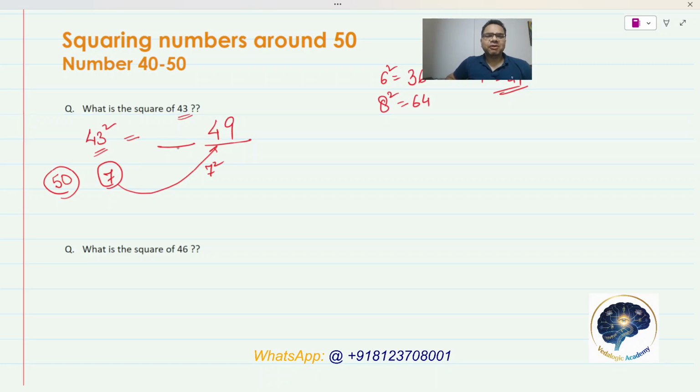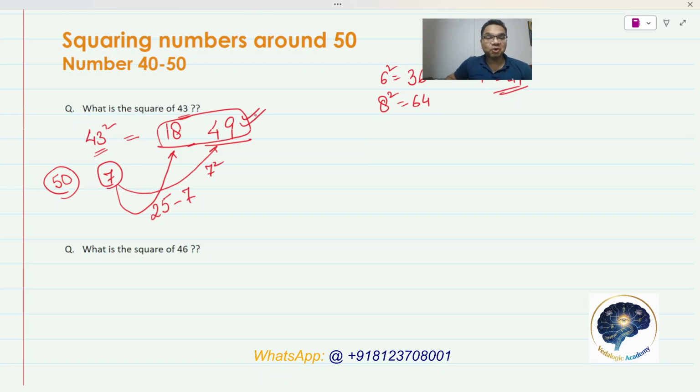Okay. But for the first part, what do we do? I'll use the 7 again. So 50, what is the square of 50? 50 square is 2500. 5 into 5 is 25, right? So I'll use this 25 and I'll subtract this 7, which is written here. So 25 minus 7 is 18, right? And this is the answer.